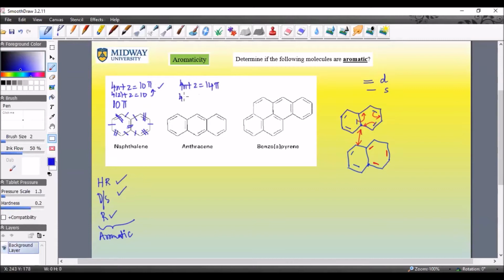Yeah, sure. If you put 3 for n, you'll get 14. So that means Hückel's rule is obeyed. So that is done. Again, a double bond is this symbol and a single bond is this. So I'm going to start here. It doesn't matter where you start.